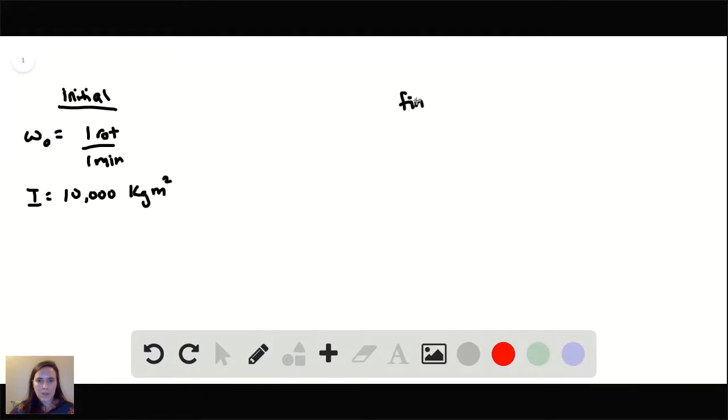And after they stick out the little legs, the solar panels of the satellite, the moment of inertia increases to 30,000 kilogram meters squared. And we want to know what is the final angular velocity.